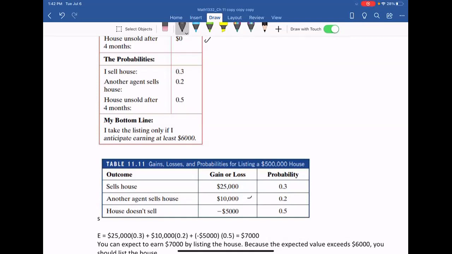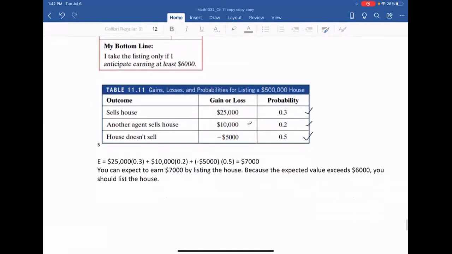So these are all the outcomes. I put the probability for each outcome here and multiply the outcome and probability and add the products together. Here is the expected value. And I get $7,000. It's more than $6,000, so the realtor will list the house on the market.